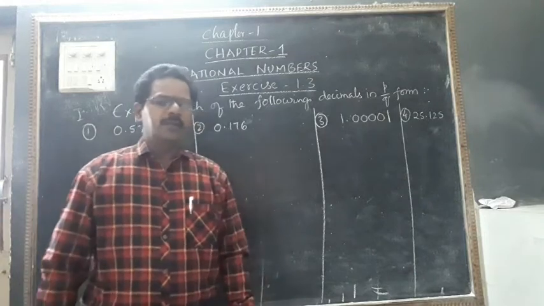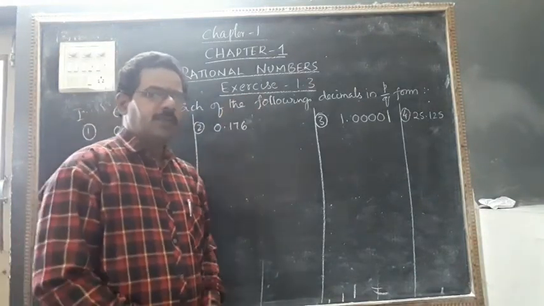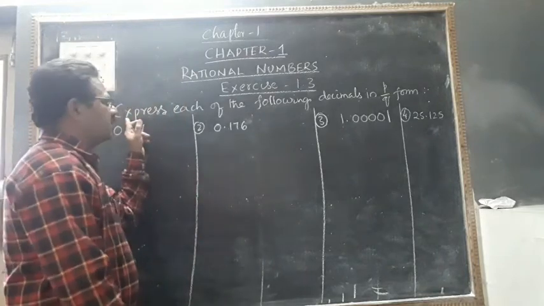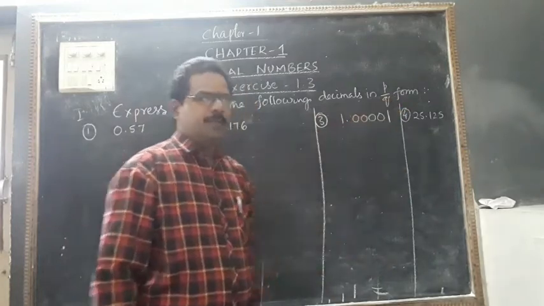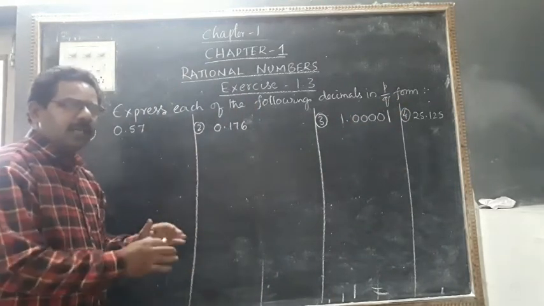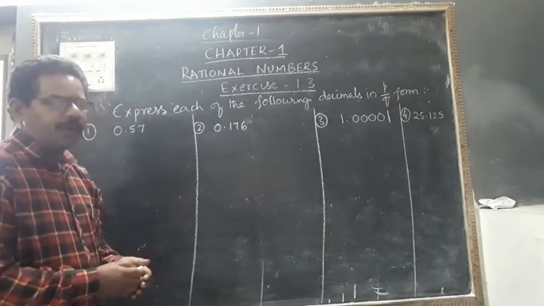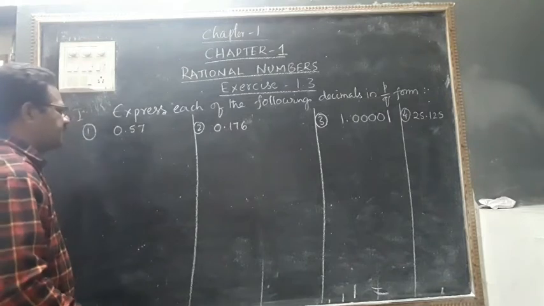Yes, good morning children. Now we are entering into exercise 1.3. In exercise 1.3, the first question they have given: express each of the following decimals in p by q form. These all are decimals that can be converted into p by q form, rational form. Okay. The first one, 0.57.